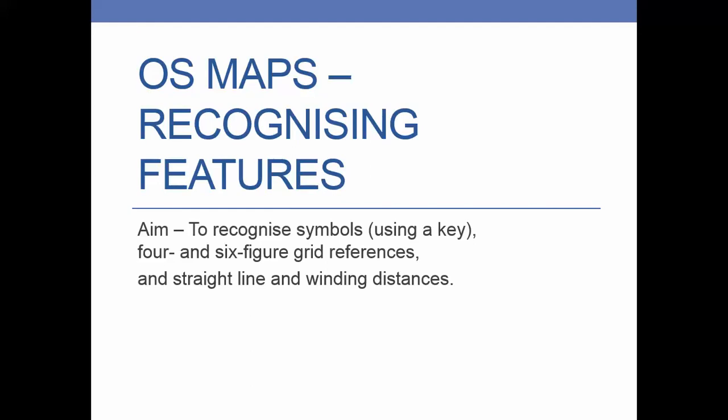This session's got three main aims. It's to recognise symbols, to be able to find those symbols using 4 and 6 figure references, and look at how you can use straight line and winding distances as well. And we're going to show you a couple of examples of different things which you can do. So, first up, what have we got?